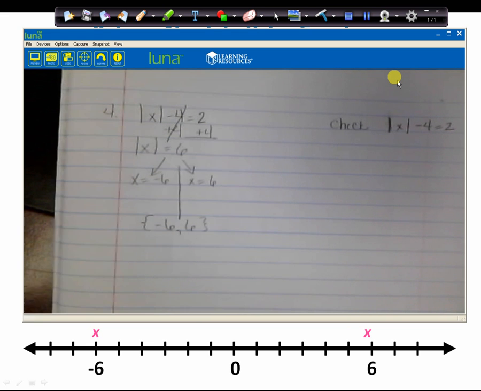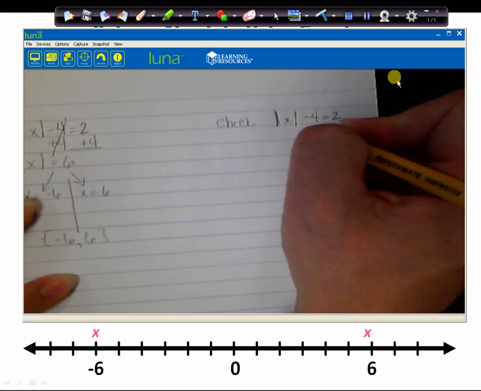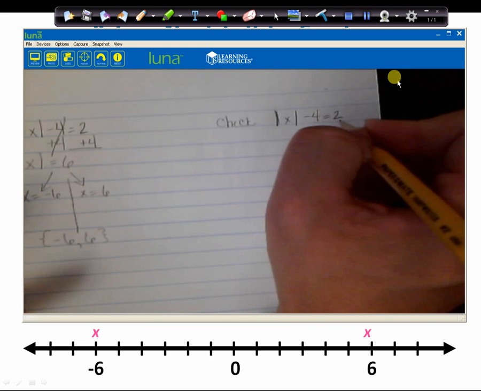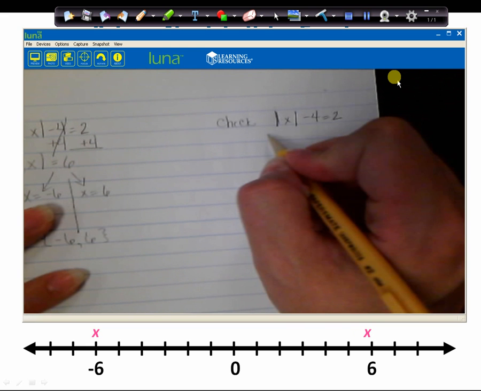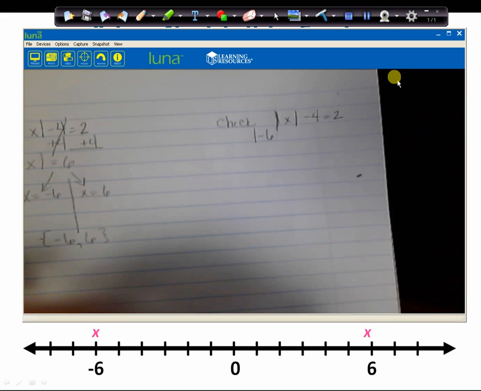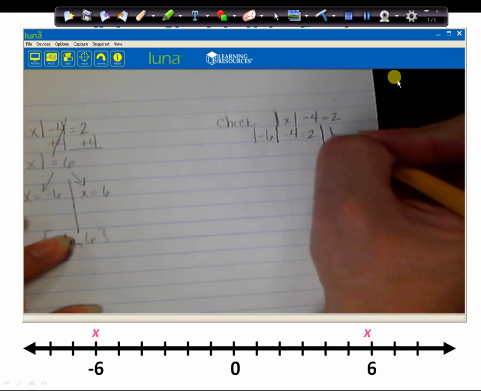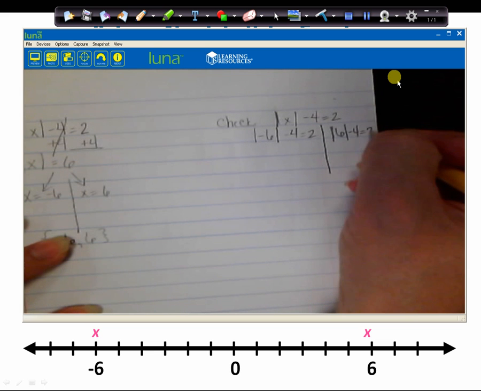So now we have to check our answer. We come back again to the original problem. So we've moved back this negative 4. It's over here where it belongs in the original problem. And I'm just going to write it with my x plugged in as the absolute value of negative 6 minus 4 equals 2. And then over here, the absolute value of positive 6 minus 4 equals 2.